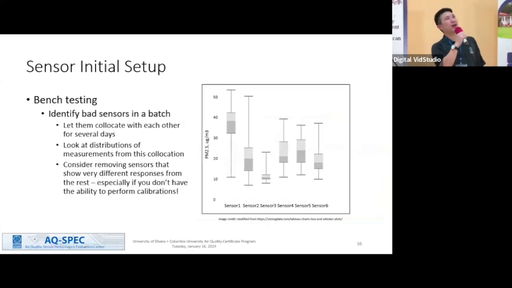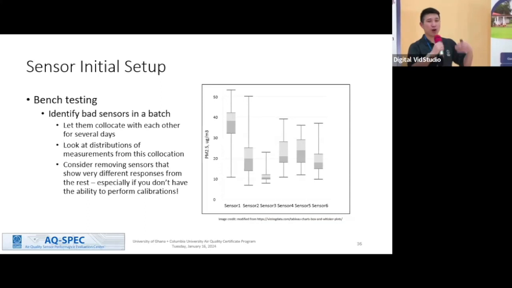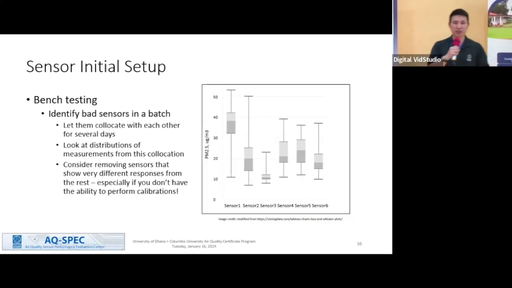Another part of bench testing is removing the bad eggs. In every batch of sensors, there might be a few that aren't quite good. You want to identify the bad ones, so let them co-locate with each other for a few days. Let them run, and then look at the distributions of their measurements, and see if there are sensors in the group whose distributions are pretty different from the others.